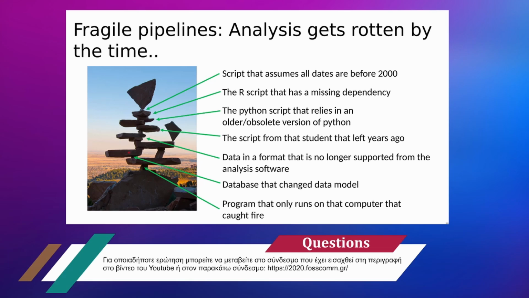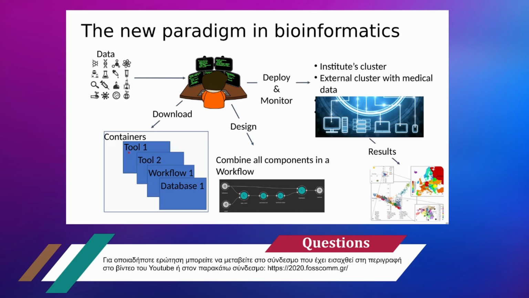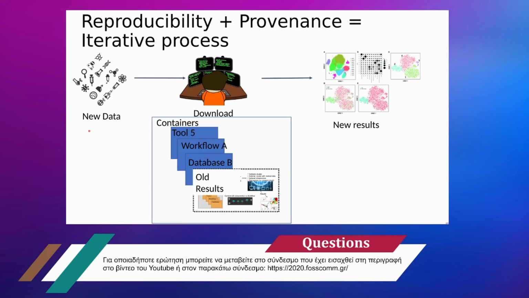So we have to fight this fragility by containerizing our execution environments, combining all components in workflows, and deploying these things in workflow-agnostic and language-agnostic execution systems. And with open source, we can very easily use existing open source tools to do that.